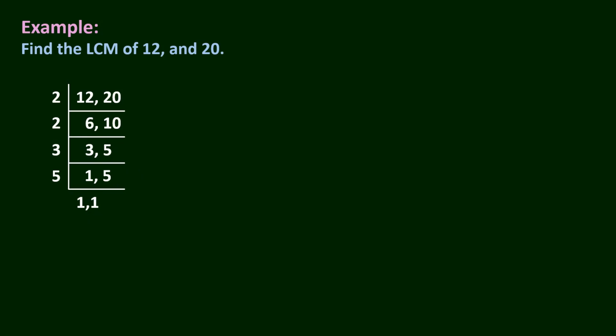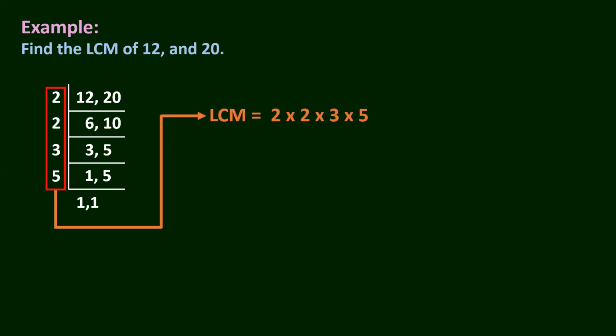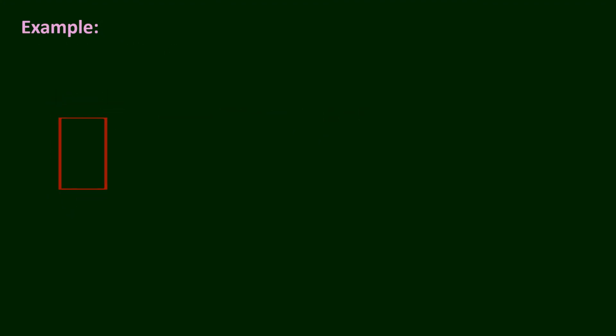So, as previously, multiply all the divisors together to find the LCM. LCM is equal to 2 times 2 times 3 times 5, which is equal to 60. So, the LCM of 12 and 20 is 60. We have done an example to find out the LCM of two numbers.